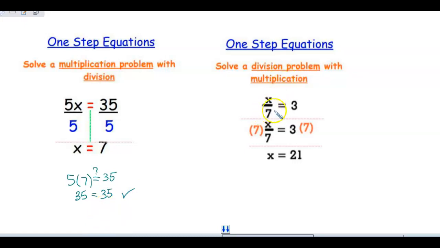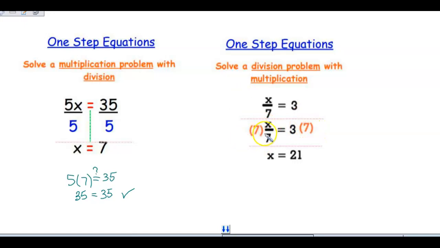When it's a division problem like this one, I have x divided by 7 is equal to 3. Well, it's important to get that x by itself, and the opposite of dividing is to multiply. So the number we need to move is the 7. So we're going to multiply each side by 7.